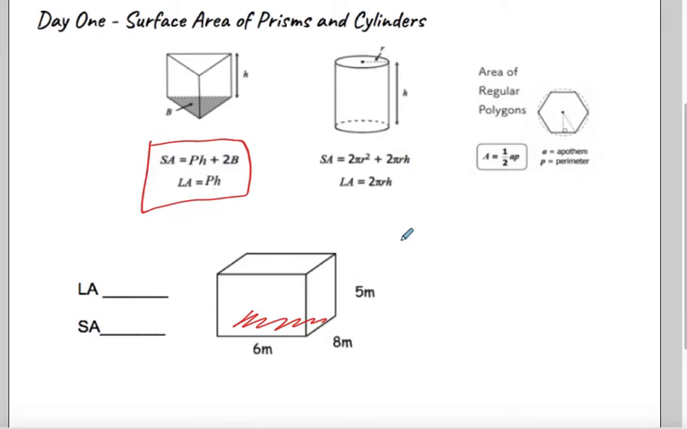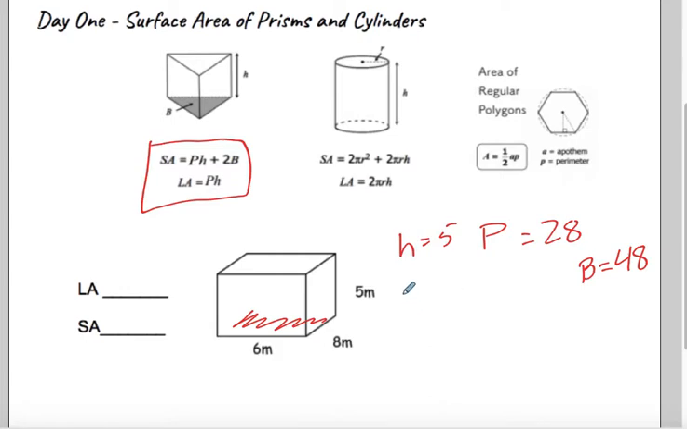So the height is going to be 5. P is going to be the perimeter of the base, which is 6 plus 8 plus 6 plus 8, which is 28. And then B, the area of the base, is going to be 6 times 8, which is 48. The formulas just need B, P, and H to calculate them, so I always like to figure out B, P, and H right away.